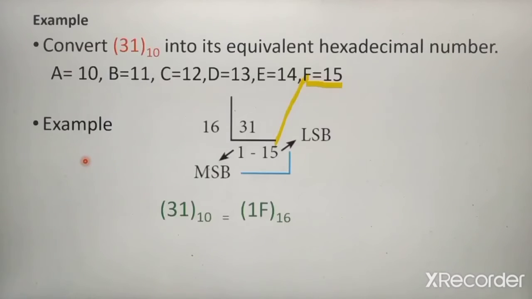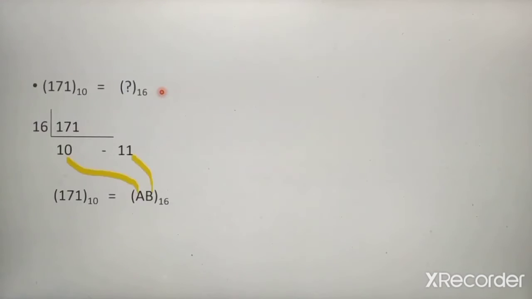The previous one we have seen: A is equal to 10 and B is equal to 11. So in this manner we have written here. Instead of 10 we have written A and instead of 11 we have written B. So AB is the proper hexadecimal number for the given decimal number 171.